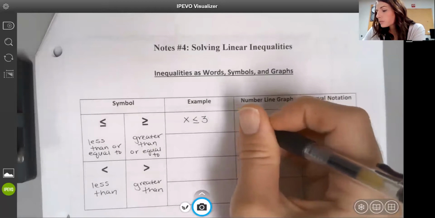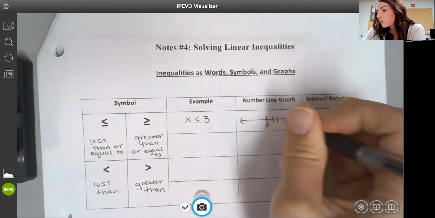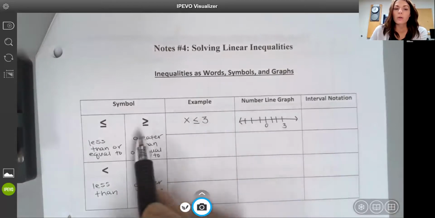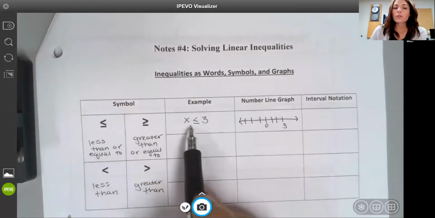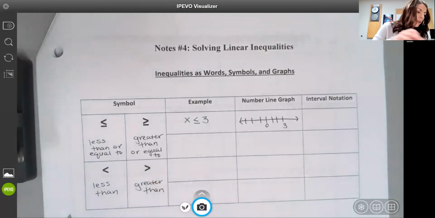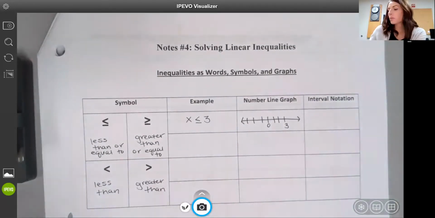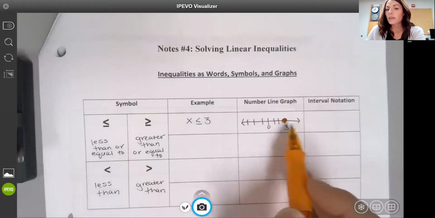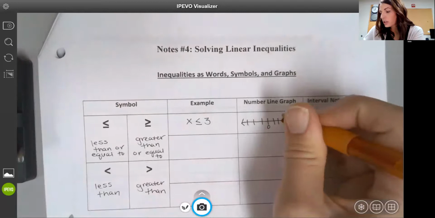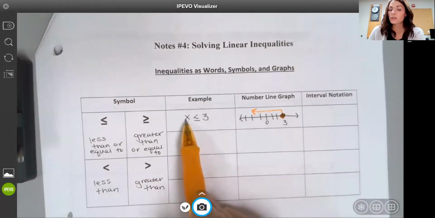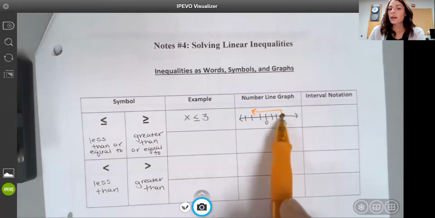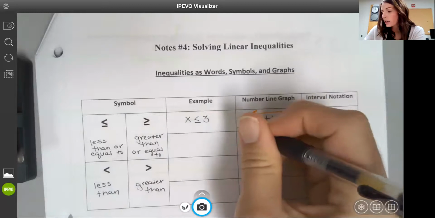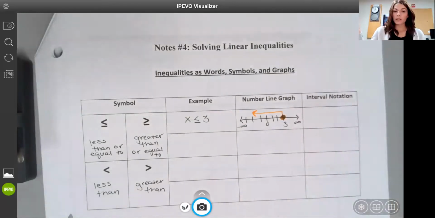So on our number line, we could show this solution. Here's a number line: 0, 1, 2, 3. Because it is less than or equal to, we want to include the value of 3 in our number set, so I use a closed dot at 3. The values that are less than 3 would be to the left, so I use an arrow to indicate that my solutions include 3 and any value less than 3. This number line goes from negative infinity up to positive infinity. It keeps going in both directions.